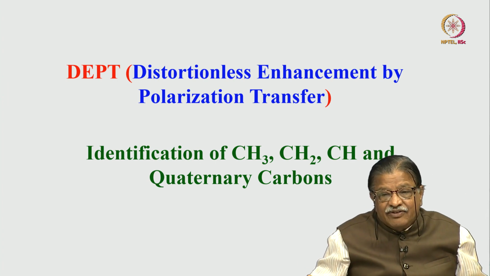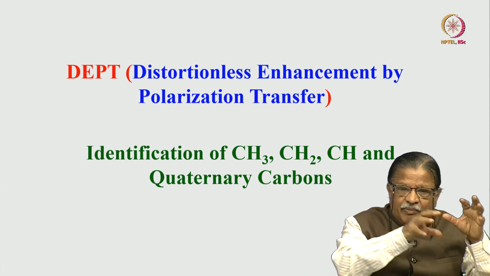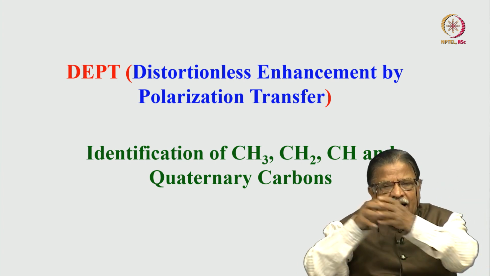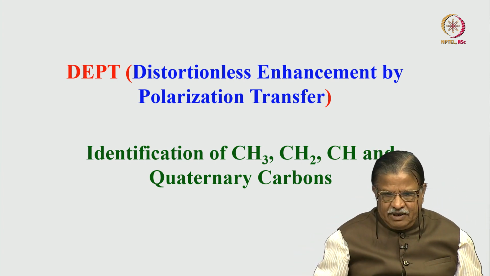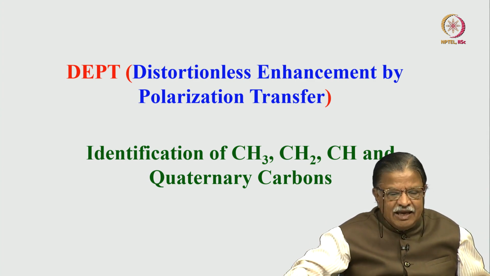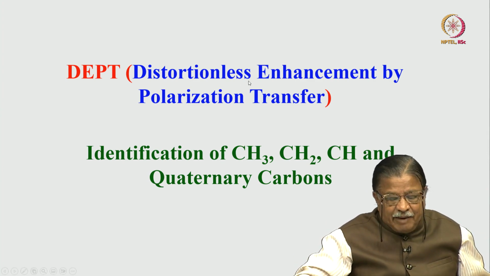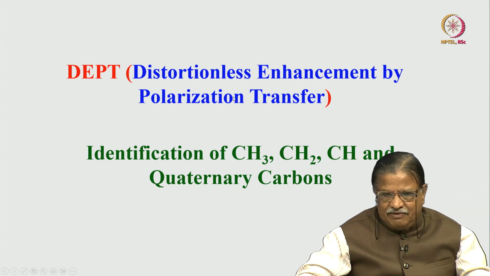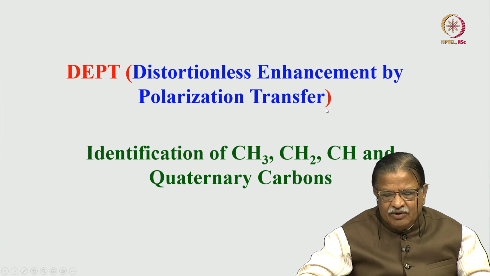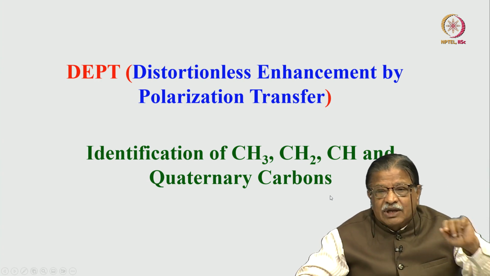We will enhance the signal intensity. It is like robbing the rich, paying the poor. Take the magnetization from proton and give it to carbon, which is a dilute spin. And now, using this polarization transfer technique and also an experimental sequence called DEPT, distortionless enhancement by polarization transfer, it is possible for us to identify different carbons attached to different protons.